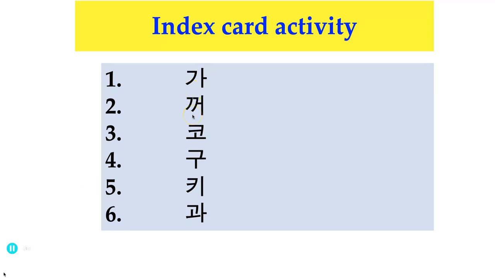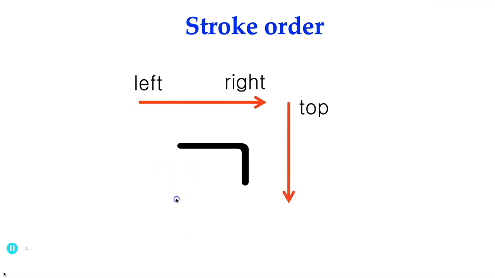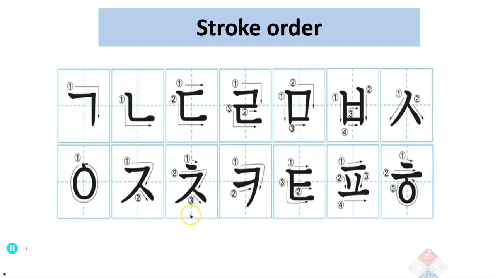가, 꺼, 코, 구, 키, 과. Okay, here is the writing stroke. You always write left to right, top to bottom, like this. I just want to share the writing stroke. Please check out the stroke. Maybe you can pause and check it out. 가, 가.